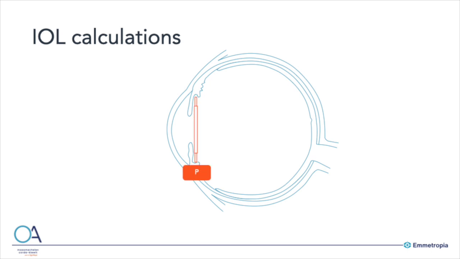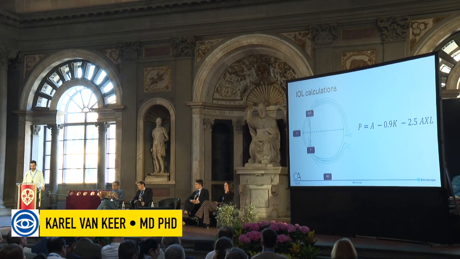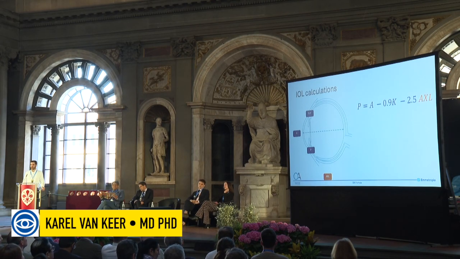And what factors are important? That is the effective lens position, where exactly this lens will be positioned in the eye. The corneal refractive power, the cornea being the most important refractive element in the eye. Axial length. And then, although it's an old formula, it makes sense to look at the SRK formula, which says that the power of the lens is A minus 0.9 times K minus 2.5 times axial length. And immediately we see that axial length is indeed the most important parameter.